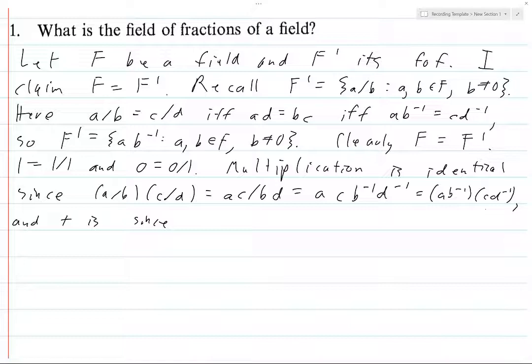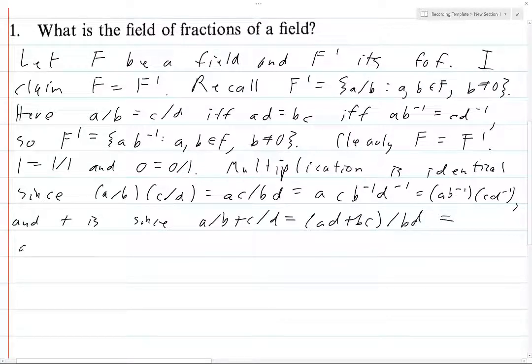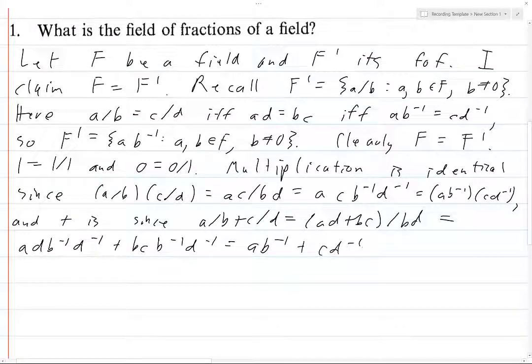because if you want to multiply two things in F, then you just put them over 1 and it becomes the same. Pluses, since a over b plus c over d equals ad plus bc over bd. And what's that? That's a d b inverse d inverse plus b c b inverse d inverse. Fields are nice, and you can commute. And so you get that, and then you get F equals F'.